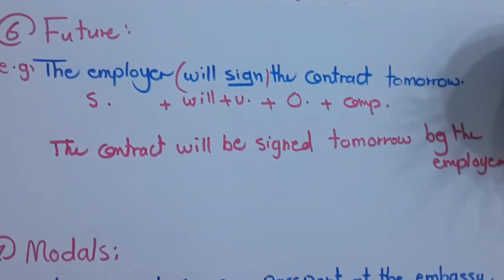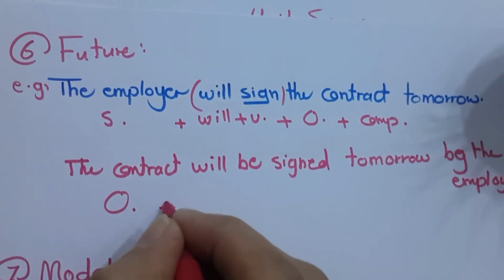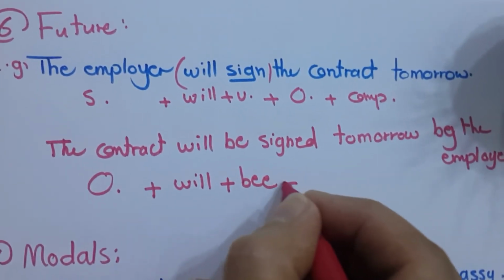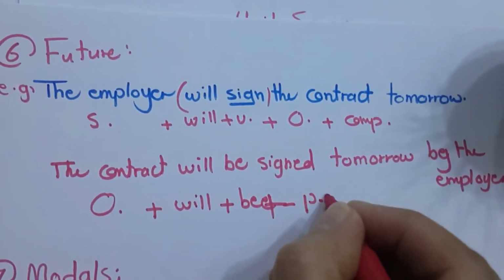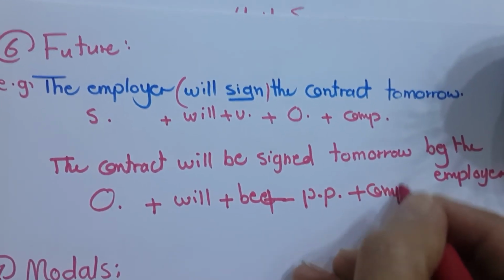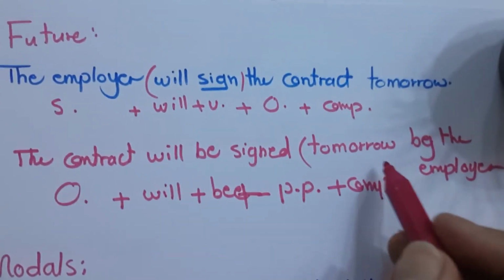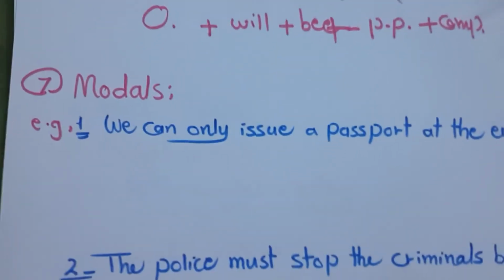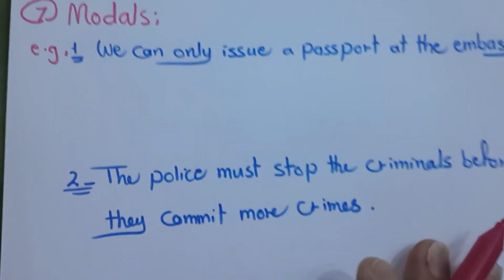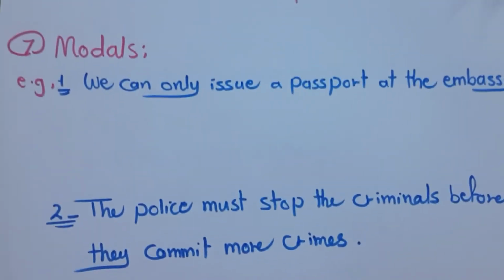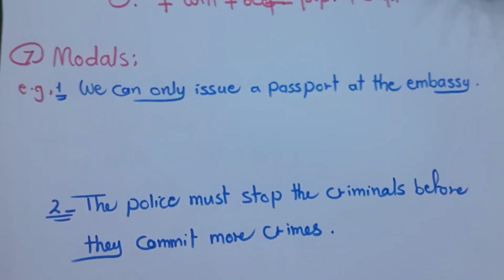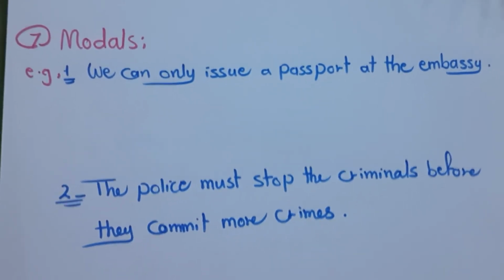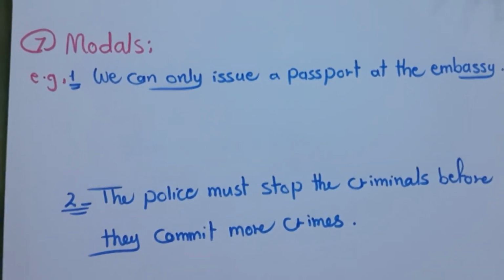So let's make a rule. We have the object followed by will, be, and then the past participle and the complement. Here what? The complement contains what? An adverb of time, by, followed by the subject of the main sentence, the active sentence. Modals. As you know, we have different modals that we have dealt with to express different functions, like advice, like prohibition, like obligation, suggestion, etc.